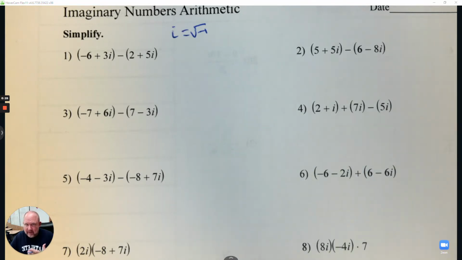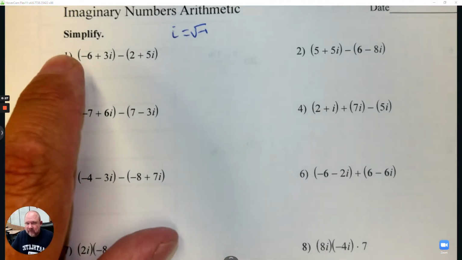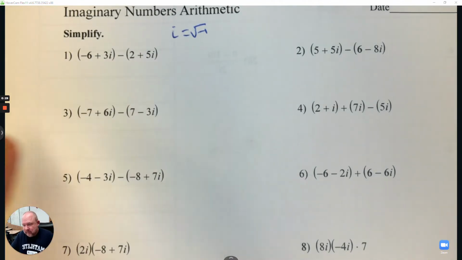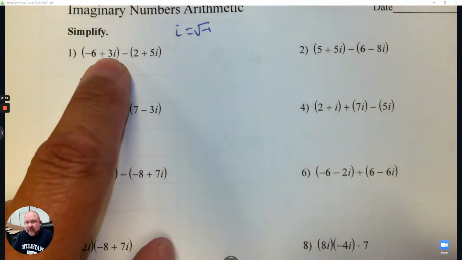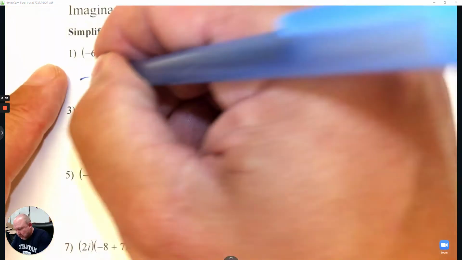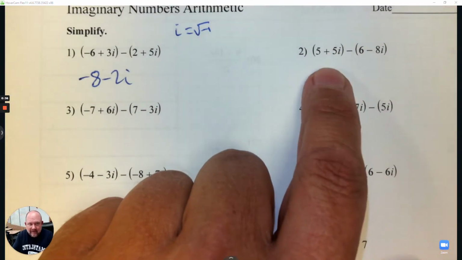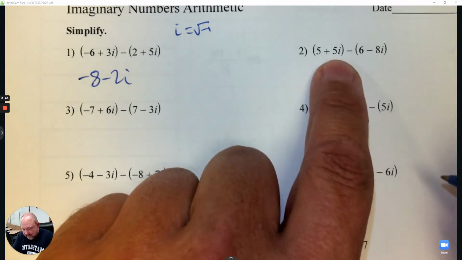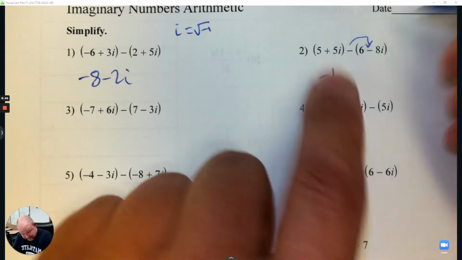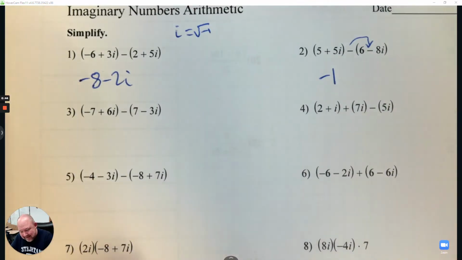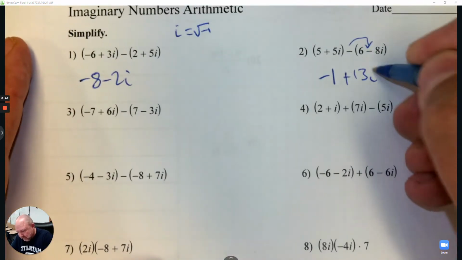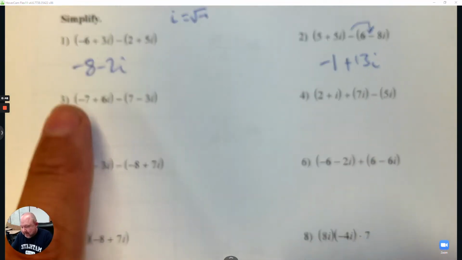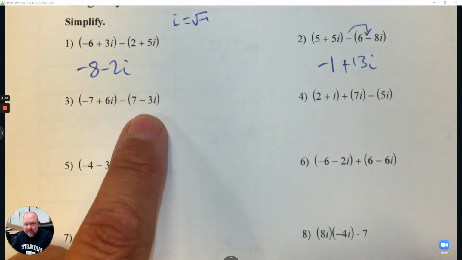Like, can you add, subtract, multiply, and divide? So this is just combining like terms. So -6 subtract 2, I can do that. 3i subtract 5i, I hope we can do that. And we're just going to combine like terms here. So 5 and -6, that's the real number. 5i, now be careful: when you subtract a negative, you're adding, so that makes it plus 13i.